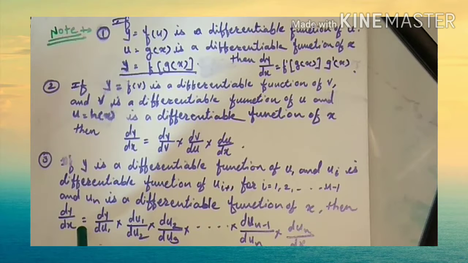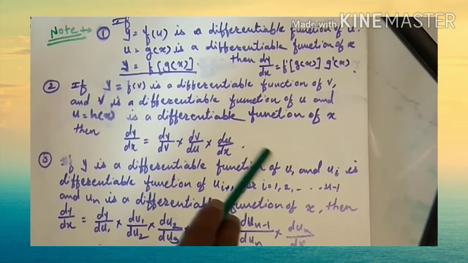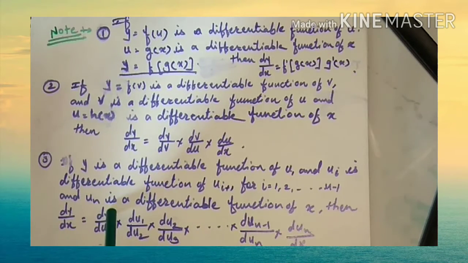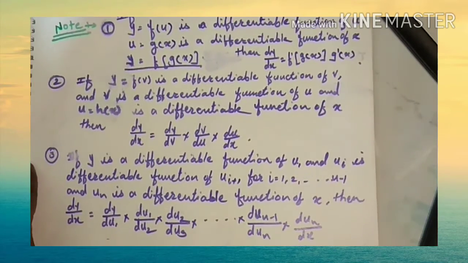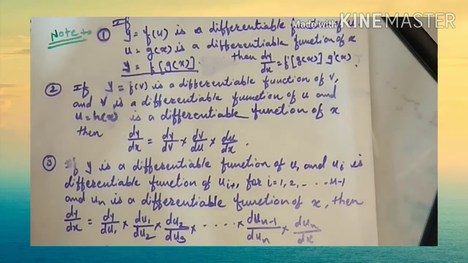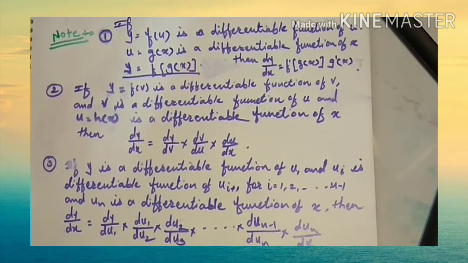In such a case, dy by dx is equal to, first of all, since y is given in u1, dy by du1, then du1 upon du2, du2 upon du3. In this way you will get, and the last term will be dun upon dx. So these are the three notes, my friends, you people have to keep in consideration. All of these are called chain rules.